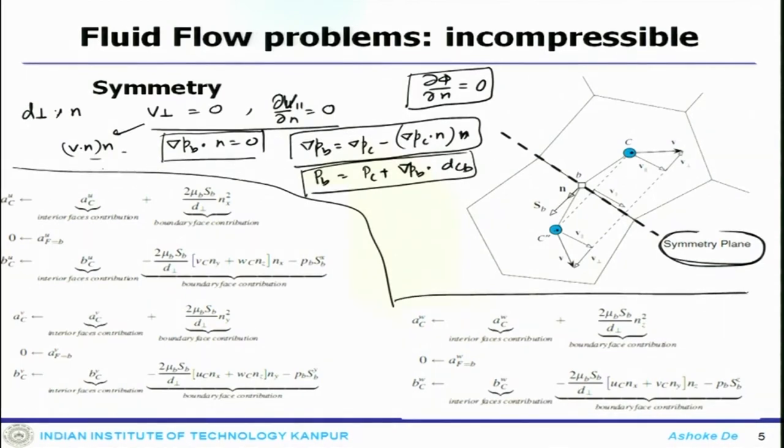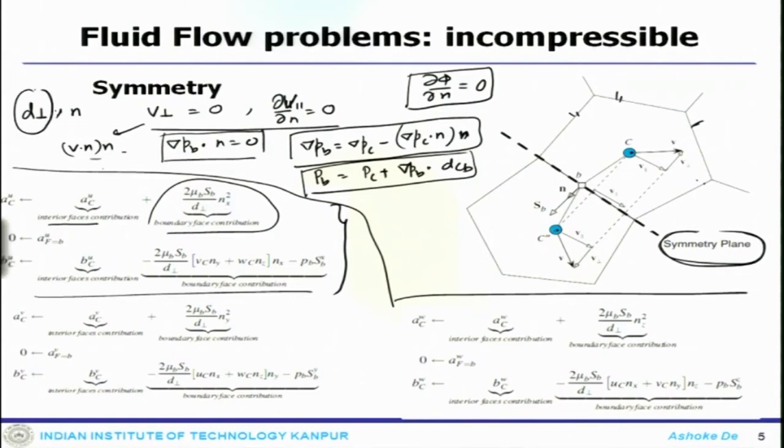So, your momentum equation, this is your x momentum equation. So, in the x momentum equation, the coefficient a c will come. The superscript u stands for the u velocity component, v stands for the v velocity component, w stands for the w velocity component. And now, there would be a contribution from the interior faces, and then there is a boundary face contribution which will be 2 mu s b nx square by d, the normal distance. So, this normal distance one needs to put in place.